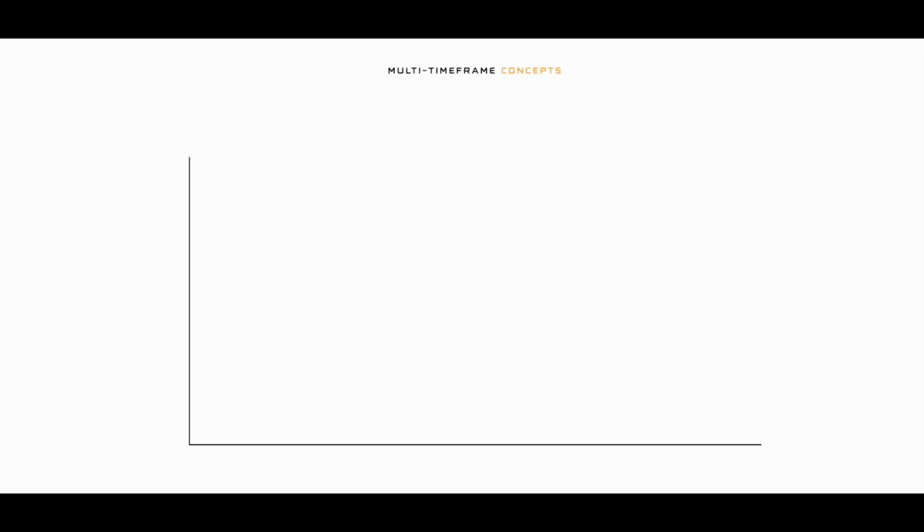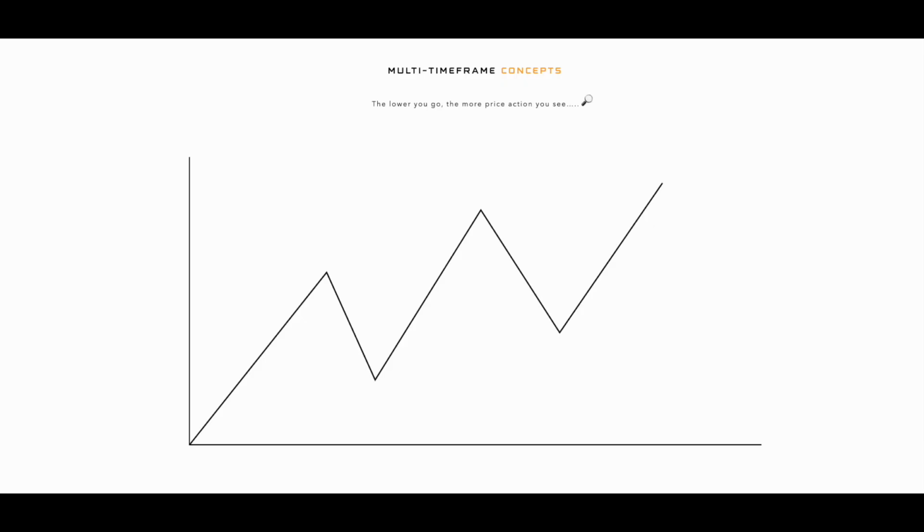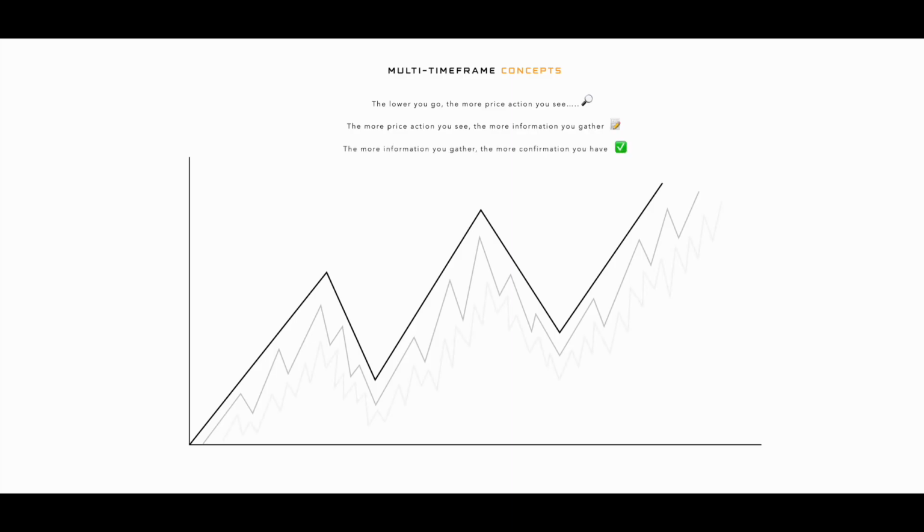So, multi-timeframe analysis is exactly what it says on the tin. It is simply the process of analyzing multiple timeframes in conjunction with one another. It all starts from building the story from the higher timeframes first, all the way down to our lower timeframes. And a very simple way of understanding this would be, the lower you go, the more price action you see, and the more price action you see, the more information you gather. And the more information you gather, the more confirmation you have, right?